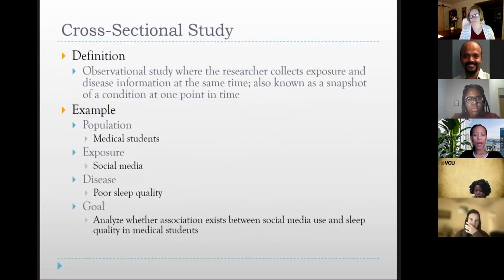And then for the last of the observational study designs, we have cross-sectional studies, which I think a lot of medical students and residents do as well. This is an observational study where the researcher collects exposure and disease information at the same time. So it's a snapshot of a condition at one point in time. An example of that may be if someone conducted a survey to look at medical students to see if their social media use impacted sleep quality. They had the students complete a survey and asked them all the questions about social media and their sleep quality at the same time. And so they could assess that relationship.